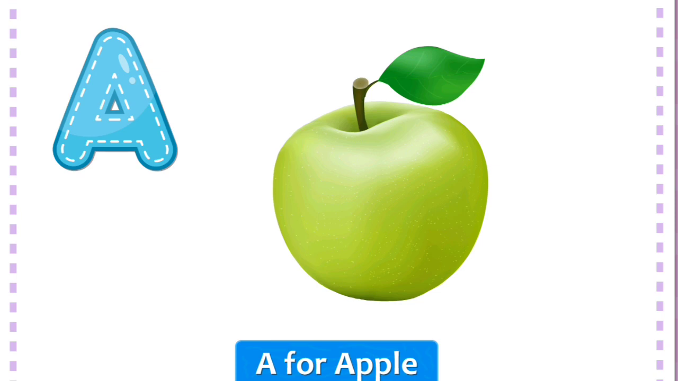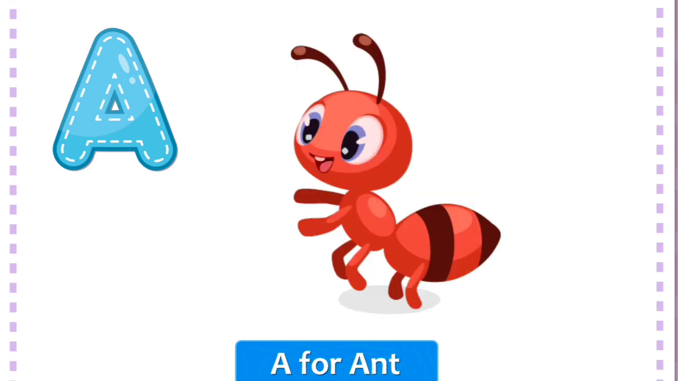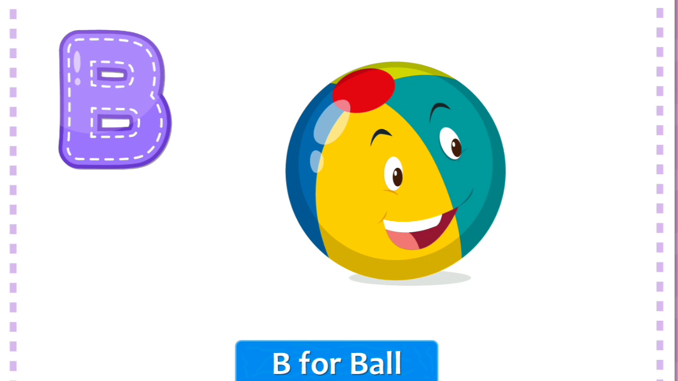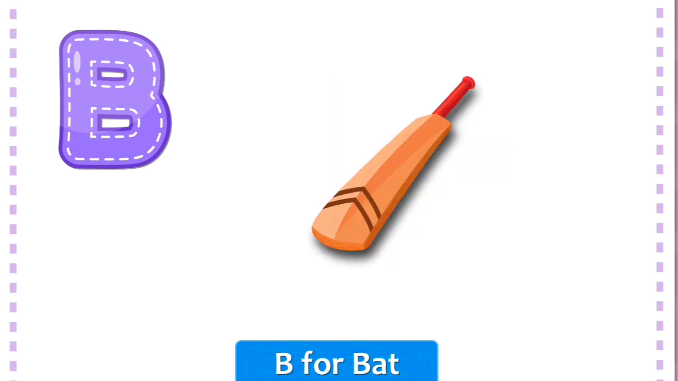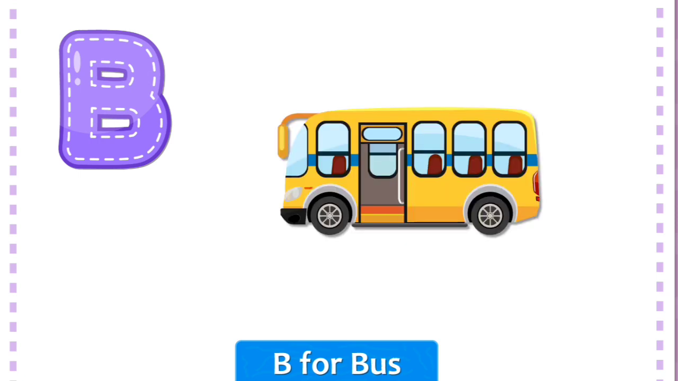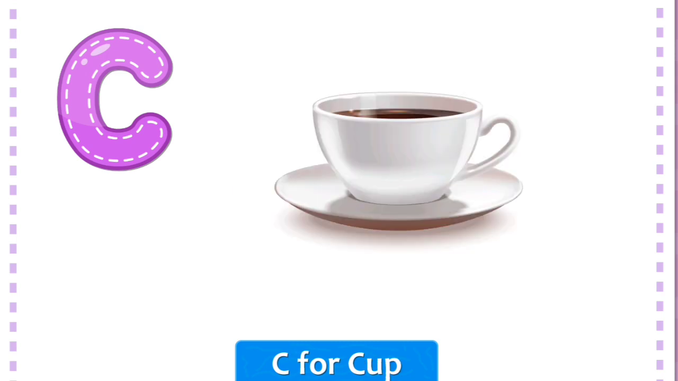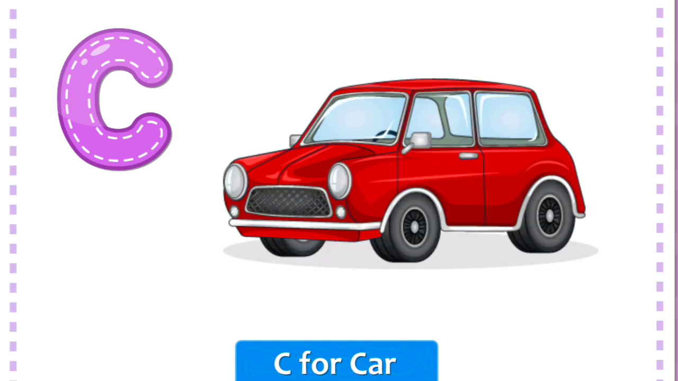A for apple. A for ant. A for alarm. B for ball. B for bat. B for bus. C for cat. C for cup. C for car.